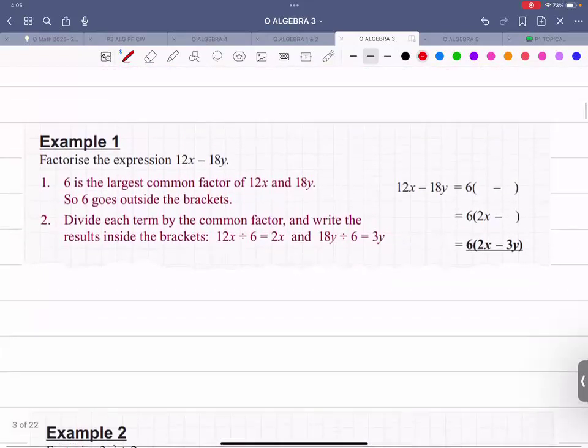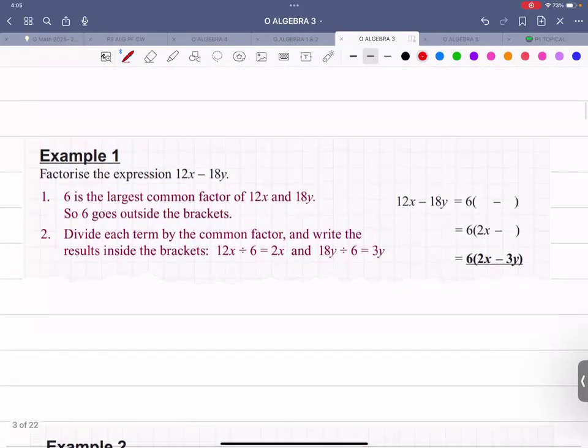Example 1. It says factorize the expression. Now we have 12x, we have 18y. x and y are uncommon. There is nothing to take common. But what about 12 and 18? We know that 6 into 2 is 12. 6 into 3 is 18. That means we can take 6 common out.